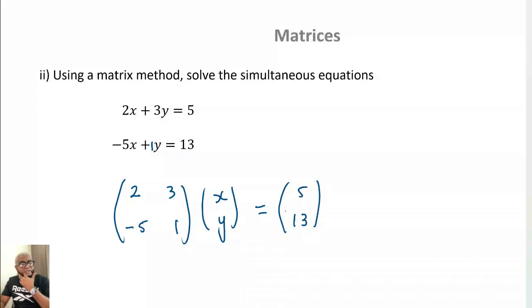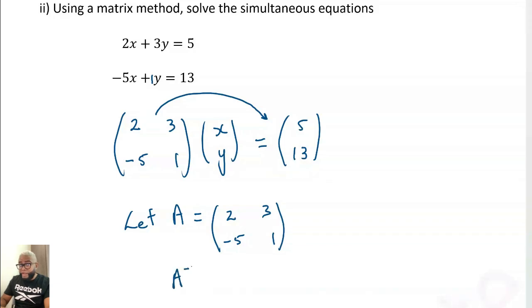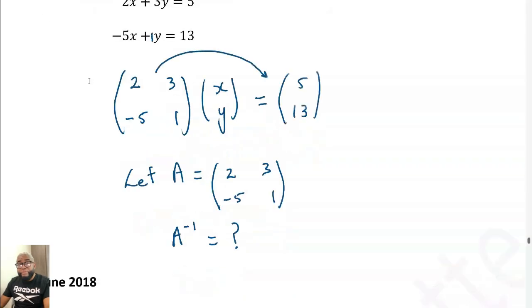Now they want us to use the matrix method to solve the simultaneous equation. So what we actually need to do in theory is take this matrix and carry it over to this side. When you carry a matrix over the equal sign, you need to find the inverse of that matrix. So I'm going to say, let A equal 2, 3, negative 5, and 1. I'm going to give you all 3 minutes to find the inverse of A. You're going to scroll up and see how I did the last one and try.